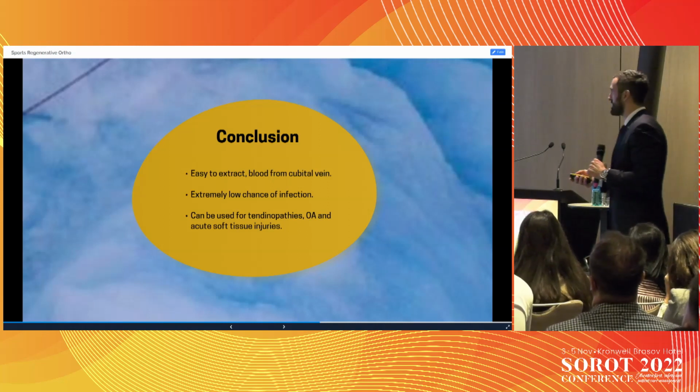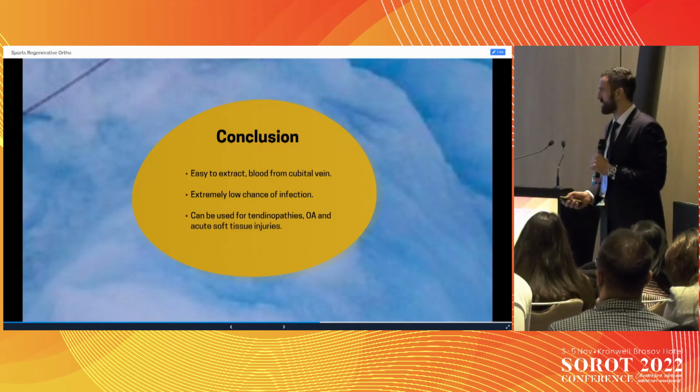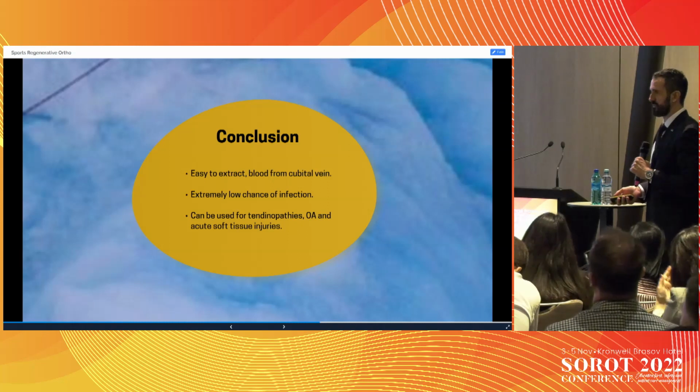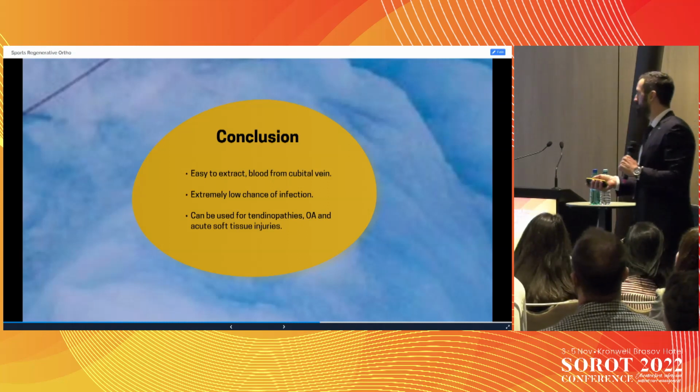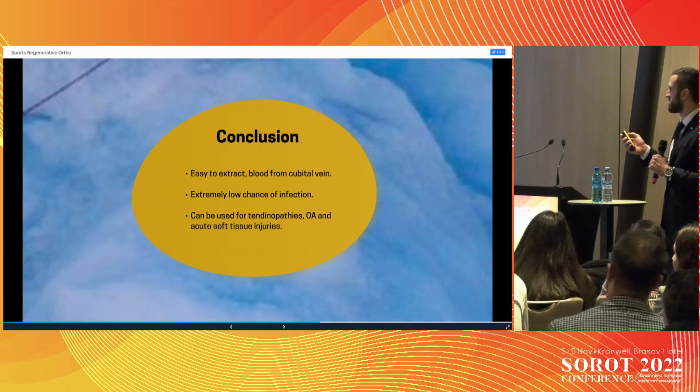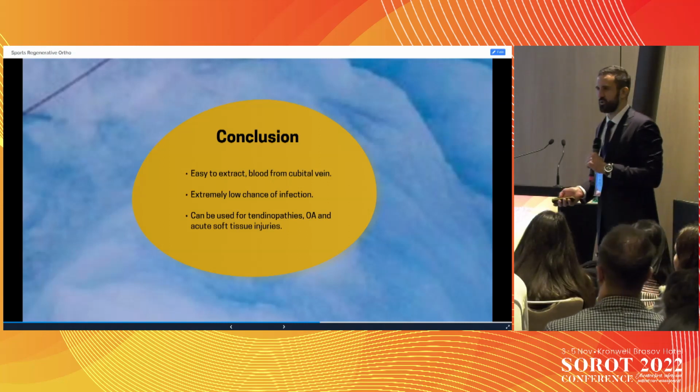Conclusion. It's easy to extract. You take blood from the cubital vein. Extremely low chance of infection. Never had an infection with using PRP, and it can be used for tendinopathies, early osteoarthritis, and acute soft tissue injuries.